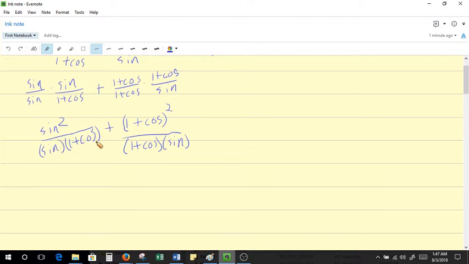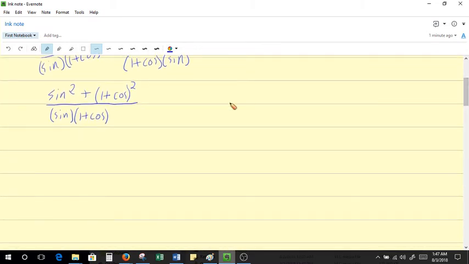But we get sine squared, and they're over the same denominator, so we can create one term now. So that's going to be sine squared plus 1 plus cosine squared all over sine times 1 plus cosine. Okay, so in looking at this, I am not seeing much we can do with that as it is. So let's expand this right here and see what we can get there.